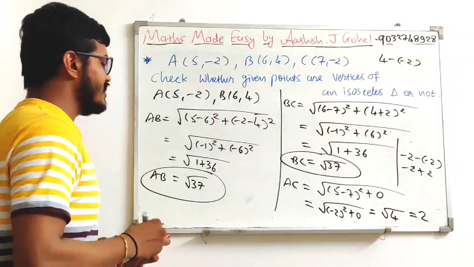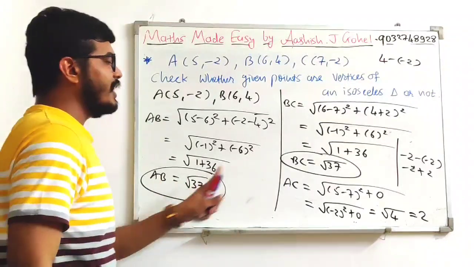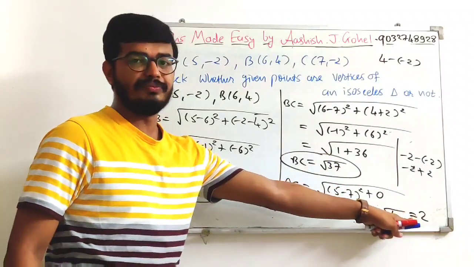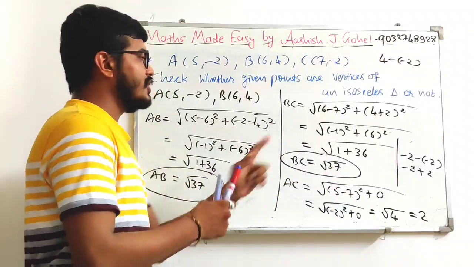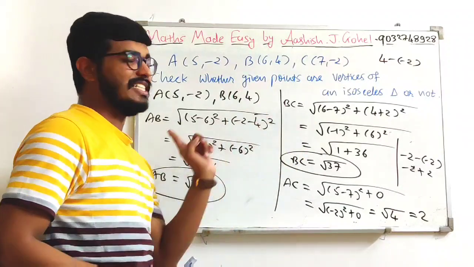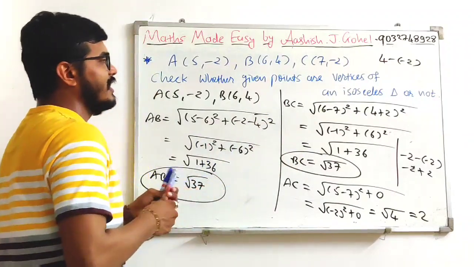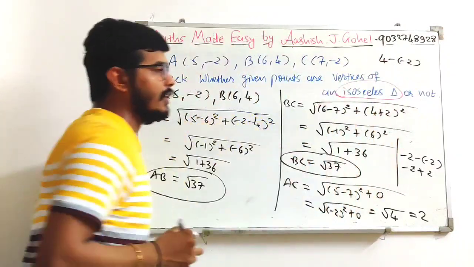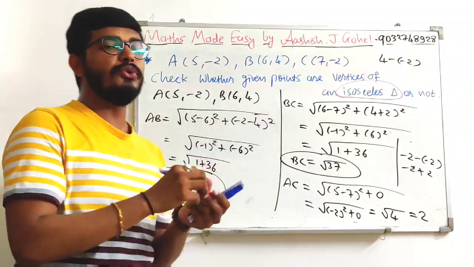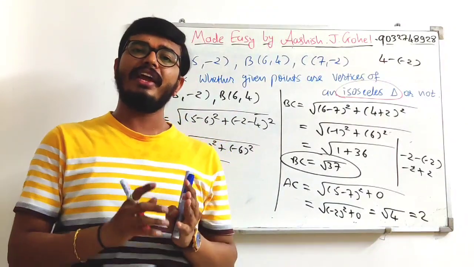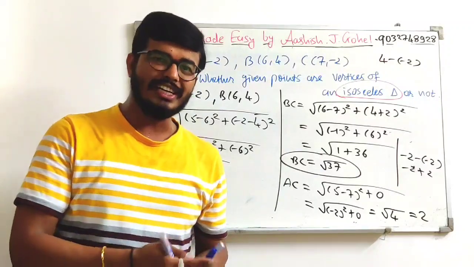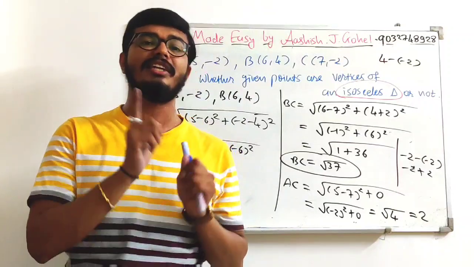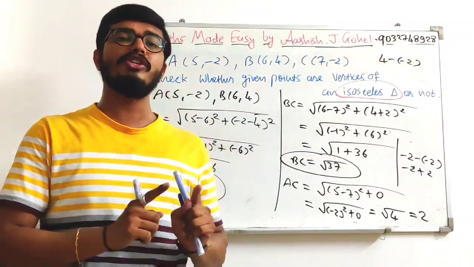Now you can observe that the distance AB is root 37, the distance BC is root 37, and the distance AC is 2. So it is clear that these two sides are equal. That means the given vertices are of an isosceles triangle. This is how, if 4 points are given, you can identify quadrilaterals also. It is very easy. This kind of questions are given in Exercise 7.1 of the standard 10 textbook. So all of you will be able to solve this.